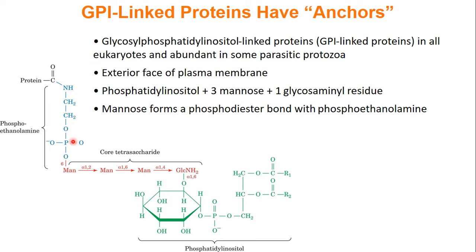And the type of linkage is uniform. You have this phosphatidylinositol, 3 mannoses, and 1 glucosamine residue connected to your inositol. Your mannose will form a phosphodiester bond with the phosphoethanolamine as we see here, and then you attach it to your protein. And again, these are anchors. This will help to anchor your protein into the plasma membrane.